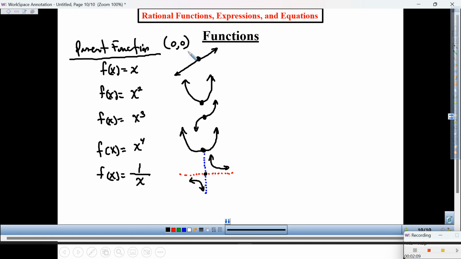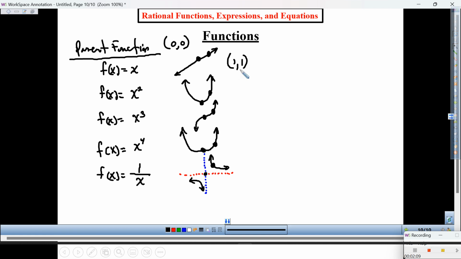Tell your neighbor one more point. What one more point is on all parent functions? Jaden, pass to someone. JP. 1, 1. Plot it there. And check this out. 1, 1. That is correct, on all of them.